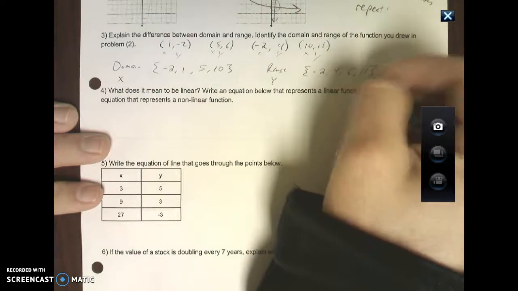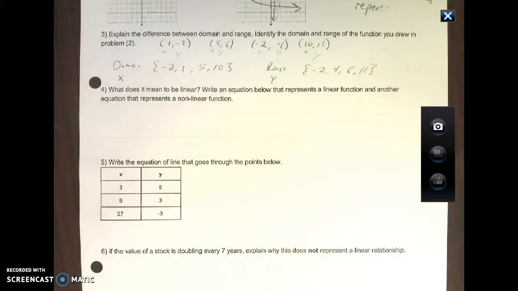If you don't put it in ascending order, you wouldn't be wrong. It's just what I'm used to doing. I was trained by my math teachers to do that. Now, that's all there is to it. It's just domain is all your x, range is all your y. Alright? That's simple.